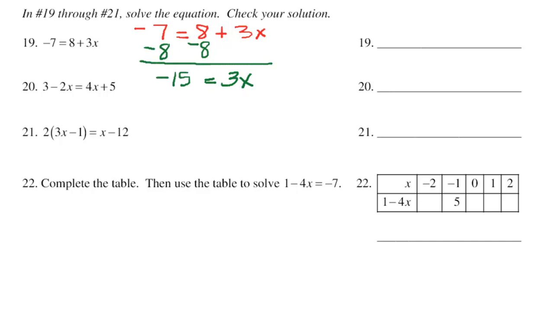And now we need to get rid of the 3, and we're going to do that by division. So we're going to divide both sides by 3, which makes these cancel on the right. And -15 divided by 3 is -5.